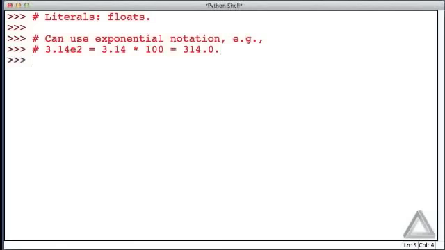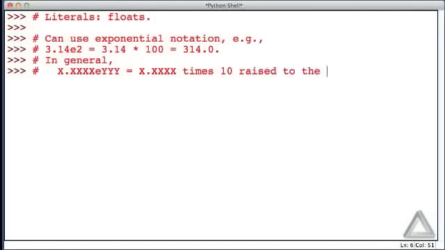In general, we can write that with this exponential notation, and I'll just use the generic x to mean some digit. We could have x point xxx. This could be positive or negative. Then the letter E, it could be lowercase or uppercase, and then y, and that can also be positive or negative. And this is equal to x point xxx times 10 raised to the y power.